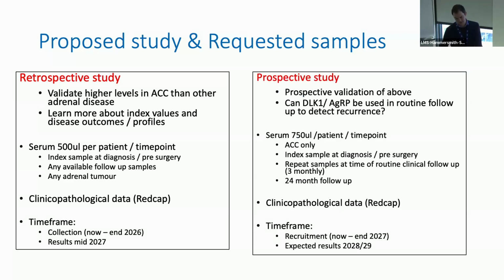And then the prospective study: we're asking for a little bit more serum from patients who are suspected to have ACC or indeterminate adrenal lesions. We start at the same time, get an index sample at diagnosis, and then repeat samples at the time of routine clinical follow-up, 3 monthly for a total of 24 months. That would start now and go forward. We're aiming to end up with 100-ish ACC patients. There are some more detailed power calculations in the formal proposal that will go around, but I don't have all the numbers off the top of my head at the moment.